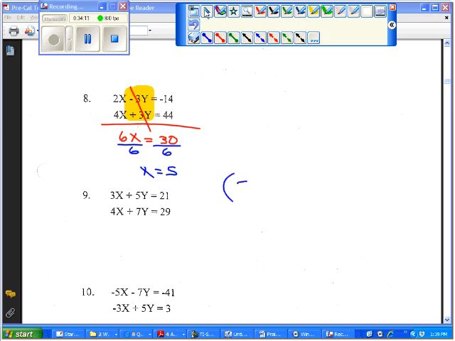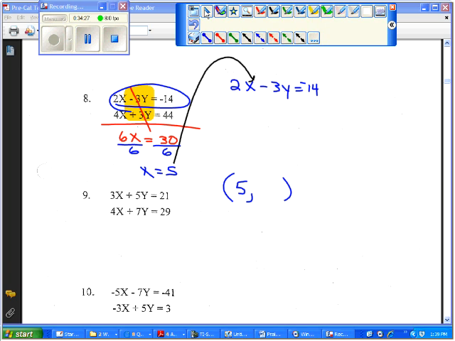The solution is 5, something. So we're going to take one of the original equations. I'll just take the 2x minus 3y equal negative 14. We're going to take the x and plug it in place of x and solve for y. Pretty good so far? So we're going to have 2 times that x of 5 minus 3y is equal to negative 14. And we can do the 2 times 5 and get 10 minus 3y equal negative 14.